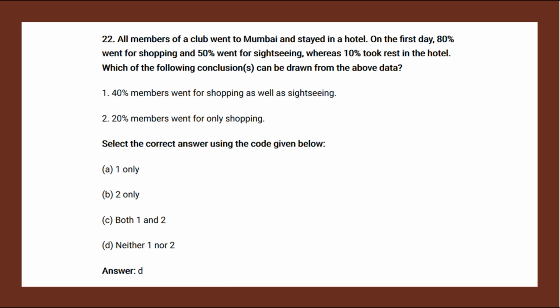Select the correct answer using the code given below. Option A, first only. B, second only. C, both first and second. D, neither one nor two. And the answer is option D, neither one nor two.